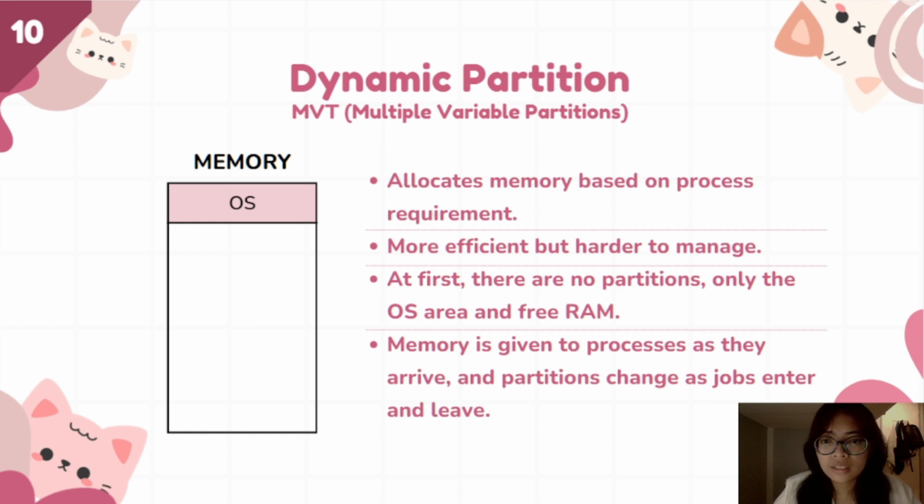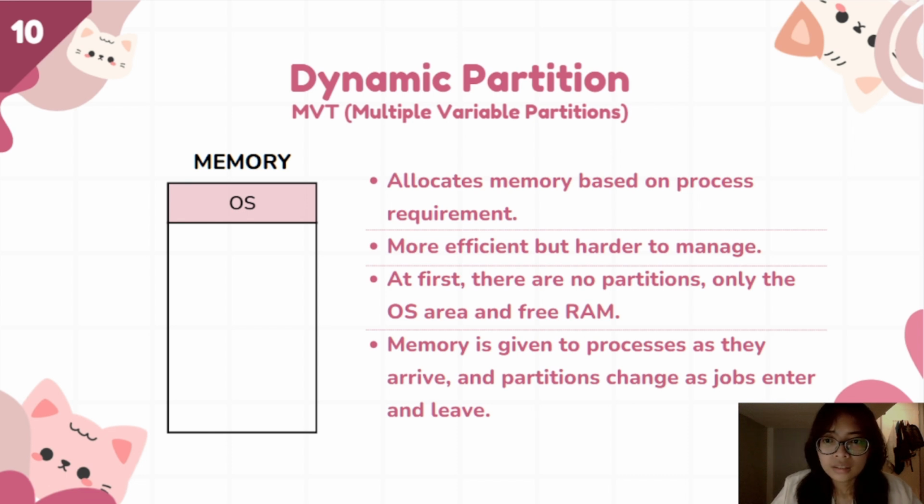So at first, there are no partitions, only the OS area and free RAM. As you can see here in our presentation, you have your memory and the OS with the free space below. So the OS occupies a fixed block in your memory because your computer will not work if you don't have the space for your operating system. The other space, which is the free memory, is for the user.